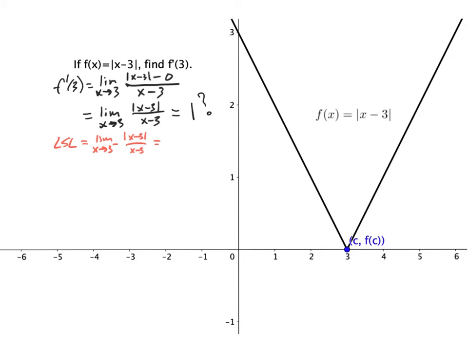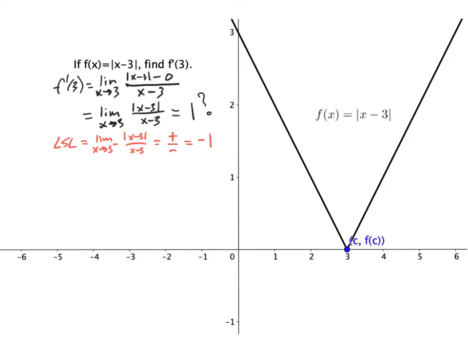Now, if we plug values into x that are less than 3, this is going to be positive, no matter what, because it's the absolute value. But if we put values of x that are less than 3 and then subtract 3, that's going to be negative. So this is going to be a positive over a negative, and so that gives us a negative 1. So the left-sided limit, or the left-sided derivative, is negative 1.